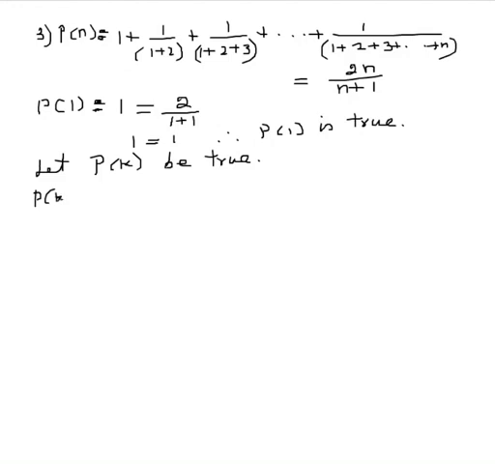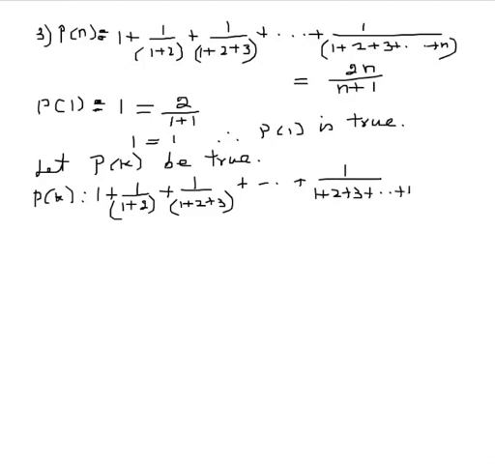And write P of k statement. P of k statement will have k terms on the left hand side. And the third term is this. I am writing the kth term, 1 plus 2 plus 3 etc. up to k. This is the kth term, equal to the other side, put n as k.